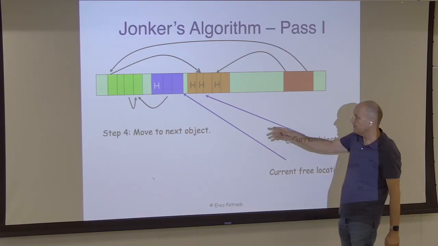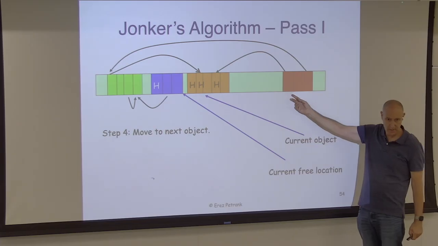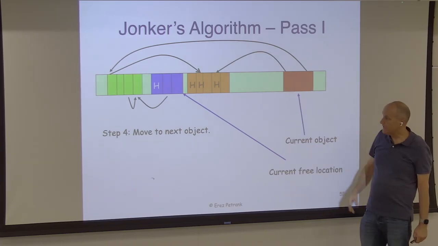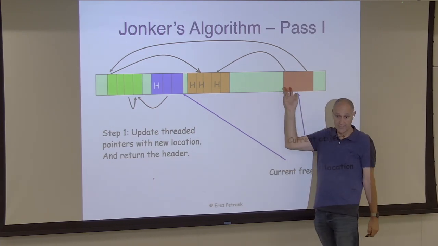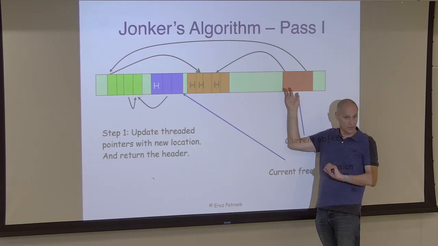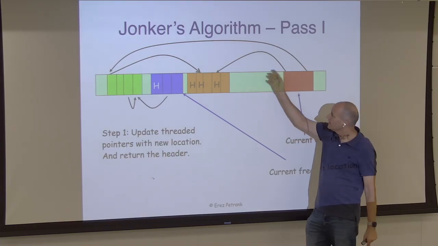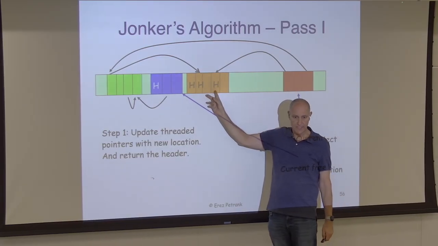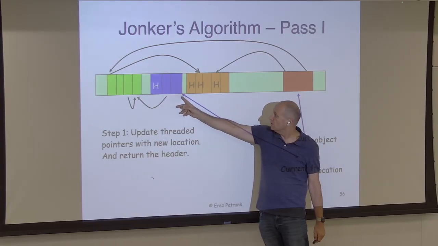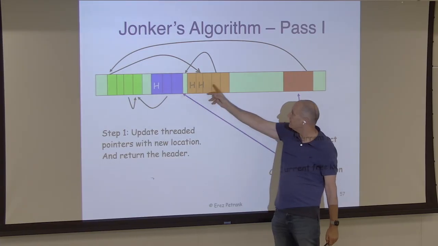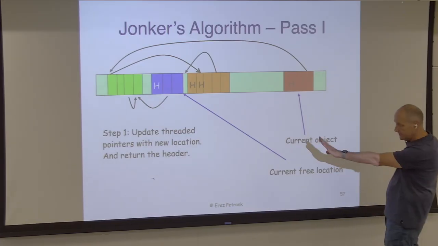Now I'm going to move to the next object. So I'm going to look for the next object and see that it's the red one. So I'm going to handle the red one. And now what do I do first? I first update all the threads that are threaded to the red one. I'm in the first pass. So I have all forward pointers threaded to it. This is only this pointer, and I just change it to point to here, because this is where the red is going to go. So let's do it. It points to here, and the header goes back to the red. Okay, so I did the first step.